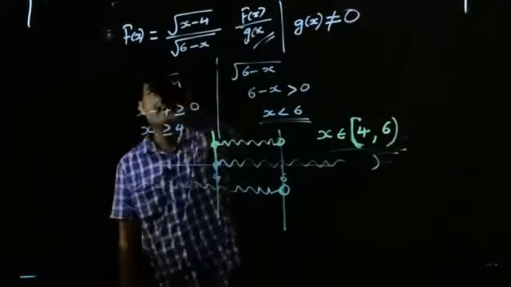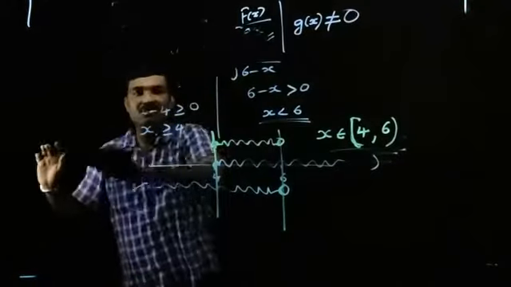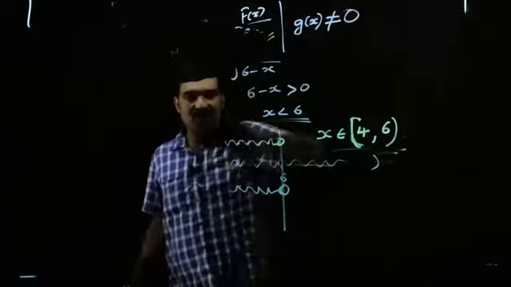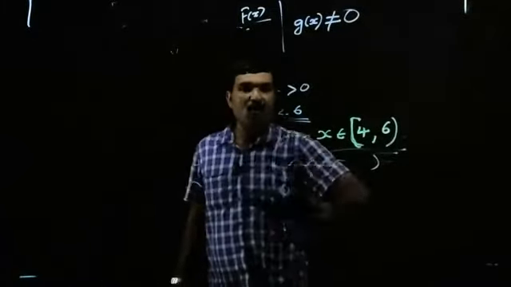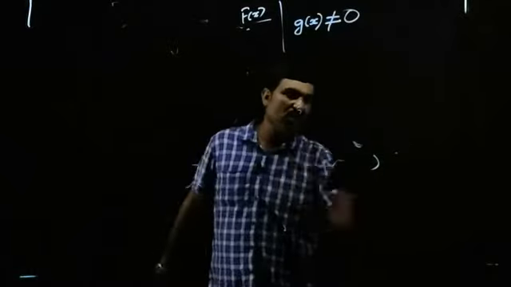Okay. Now we can do another problem. That is the domain of a polynomial function. What is the domain of a polynomial function? The domain of a polynomial function is always R, that is, x belongs to R, right?